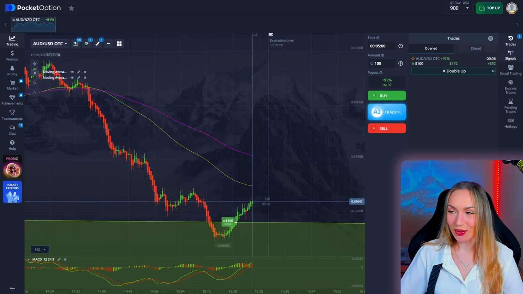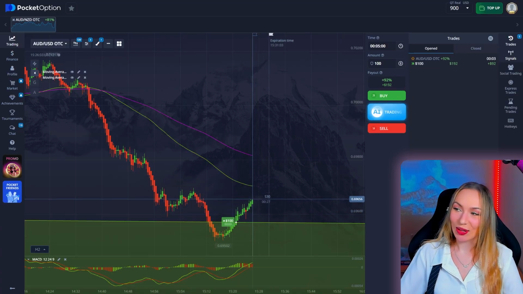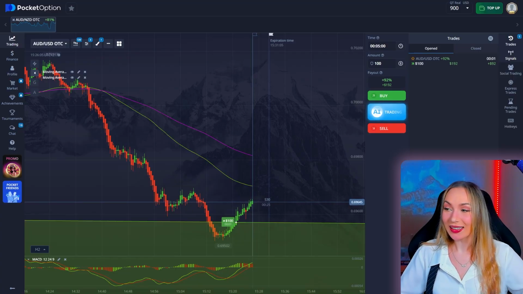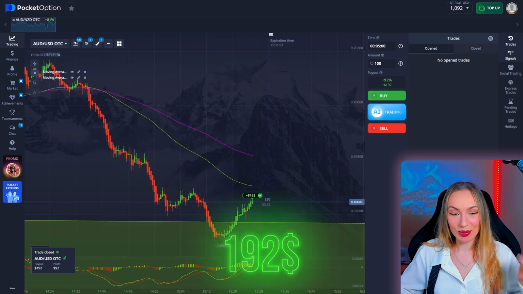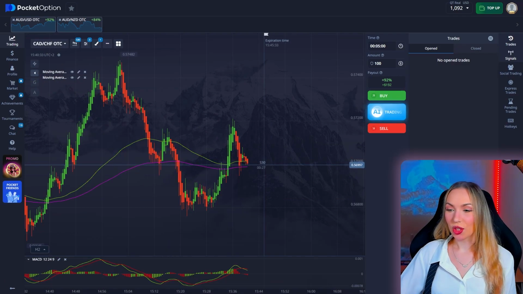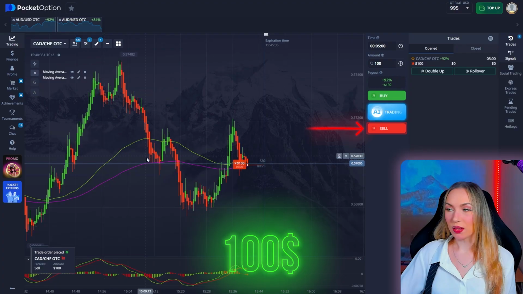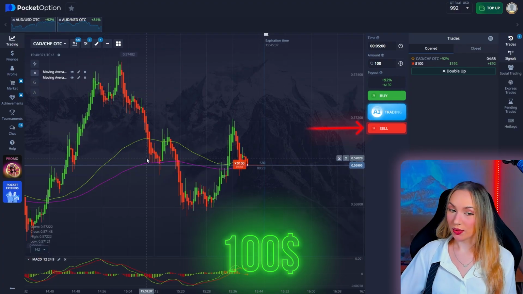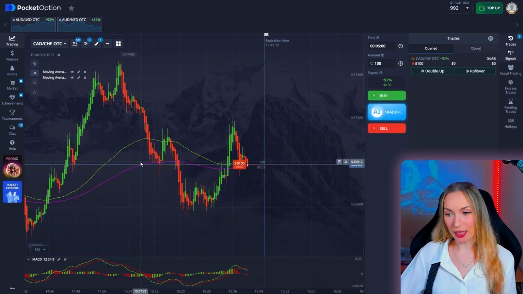Here we go, the last seconds of the trade, and boom, $92. That's an amazing start. CAD/CHF just formed a signal to open the trade in the downward direction, so $100 and 5 minutes.